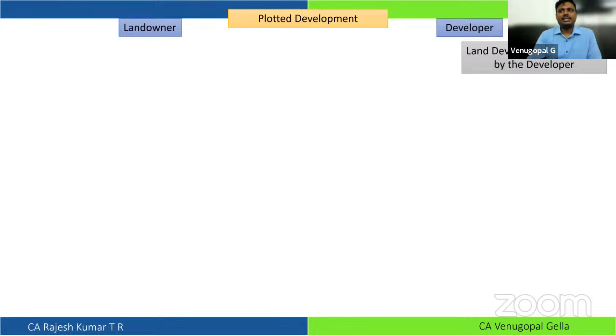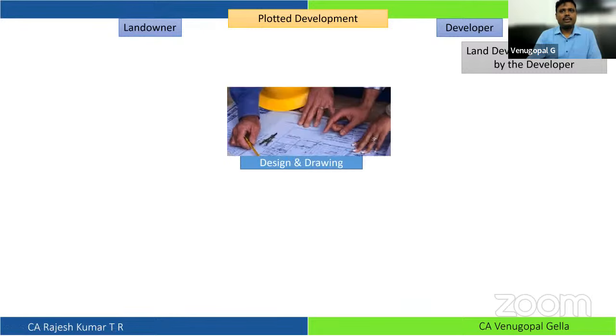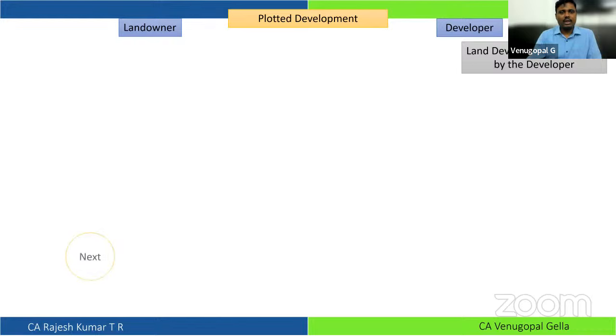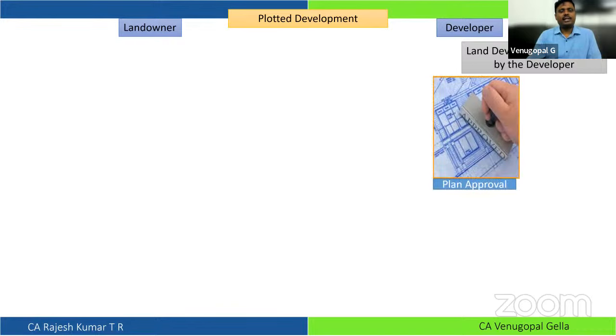What are the activities the landowner is going to do? He is going to do various activities, which would start from getting a plan approval, sanction, and doing how the marking has to happen, all those things he would be doing. So he will be going to wherever the respective authorities are, he will be getting the plan sanction.